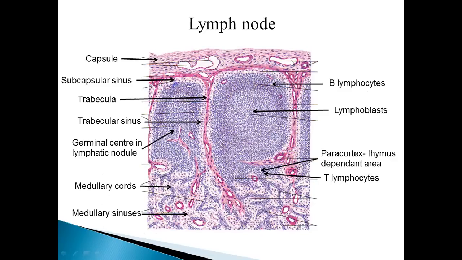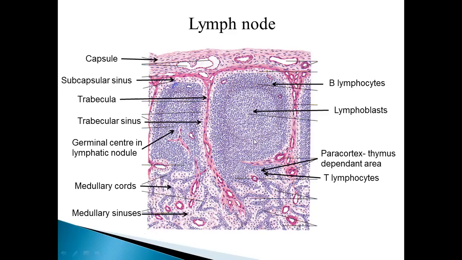It is surrounded by a main capsule, which will send septae or trabeculae within the tissue. Beneath the capsule, there is a subcapsular sinus. It is a space beneath the capsule. Sinus is a space. So this is the identifying feature of a lymph node slide, the presence of a subcapsular sinus. Here it will send septae within the tissue. Surrounding the septae, you will see lymphatic nodules having a germinal center and an outer darker area.